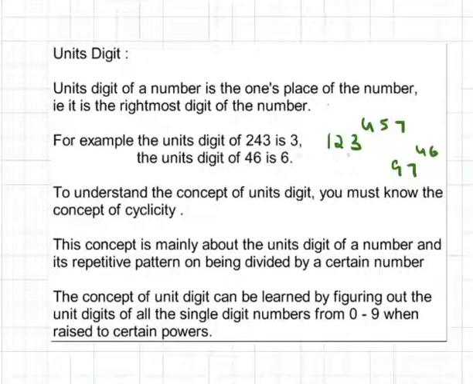And there you have to find the units digit of that. It is not as difficult as we think. The first time we write this, you feel it's very tough because we can't just find out what 123 to the power 457 is. But you can definitely find the units digit, and that is because of cyclicity, which you have to know about. The concept is mainly about the units digit of a number and its repetitive pattern, that is, it forms a pattern and it repeats.